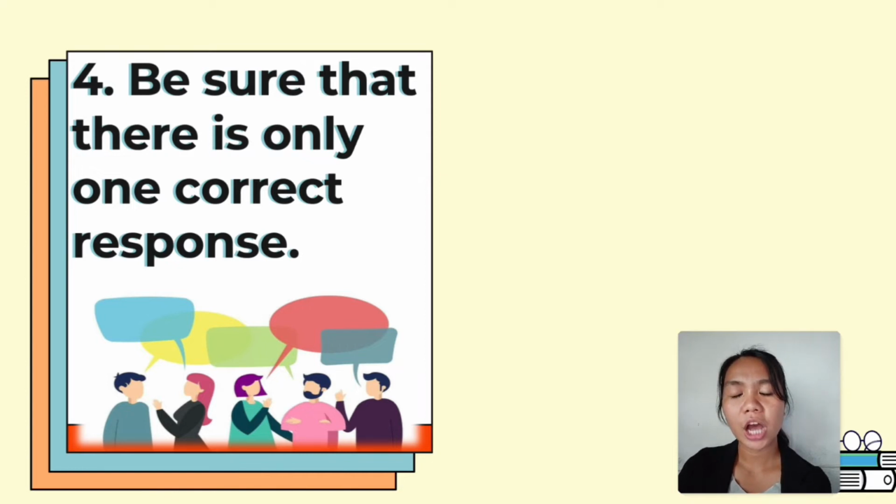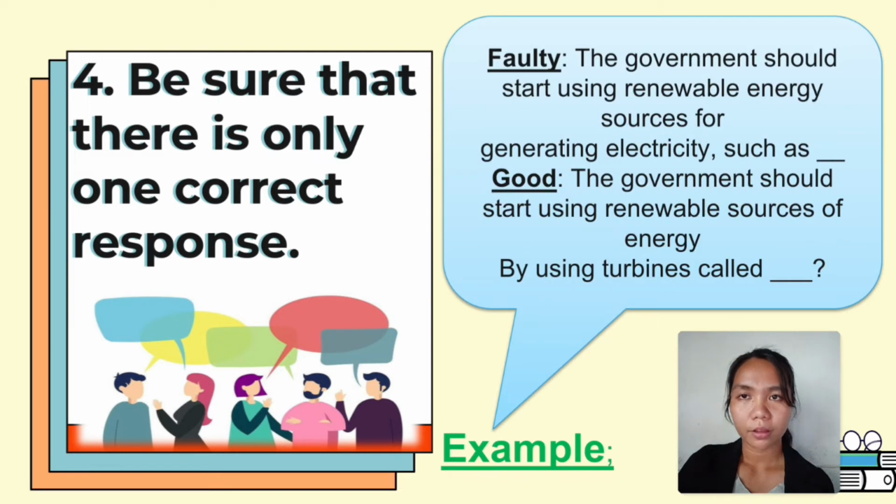Yes, because it's hard to answer a fill in the blank test if there are so many possible answers. Just like for example, the government should start using renewable energy sources for generating electricity such as blank. So next, the government should start using renewable sources of energy by using turbines called blank. So in item number 1, there are so many possible answers because the statement is very general. It is very broad. So, just like for example, the students will answer here the wind, the solar, the biomass, also the geothermal and hydroelectric power.